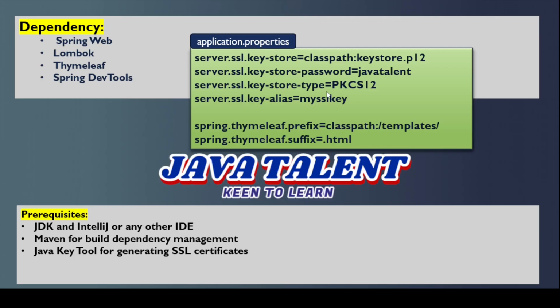These are the application properties which I am going to use in our class today. One is the server SSL key store, password, store type, and alias. I am going to name the SSL certificate keystore.p12, and the password will be Java Talent. The type is this, and the alias is my SSL key. And these are the properties for the Thymeleaf prefix, which is templates, and the suffix, which I am going to use as HTML. I will not give any prefix for that, so whichever value is under the classpath templates, it will take that.